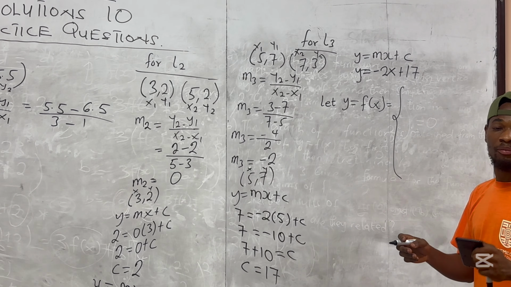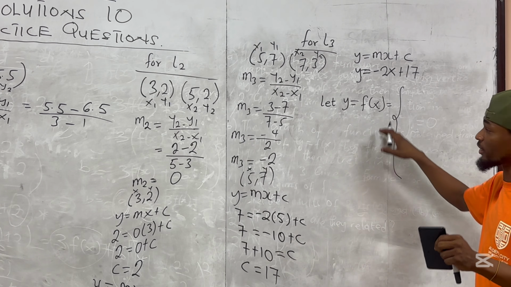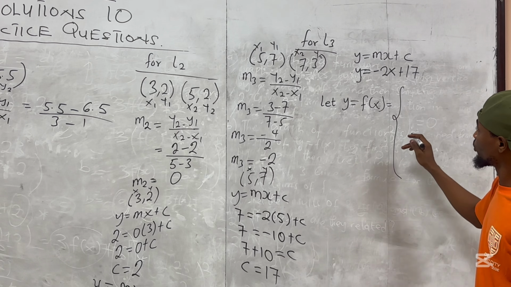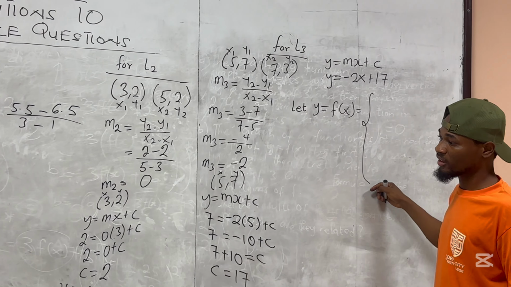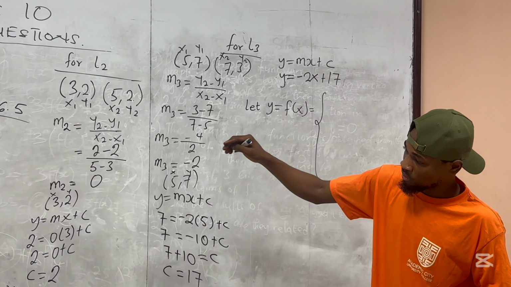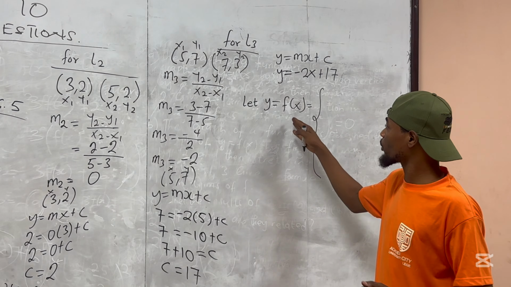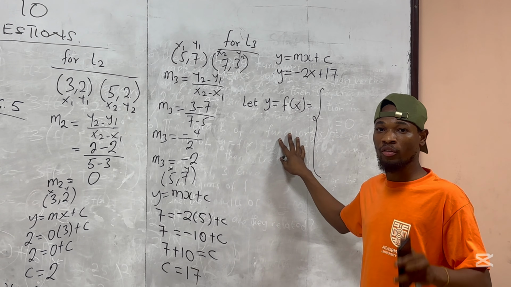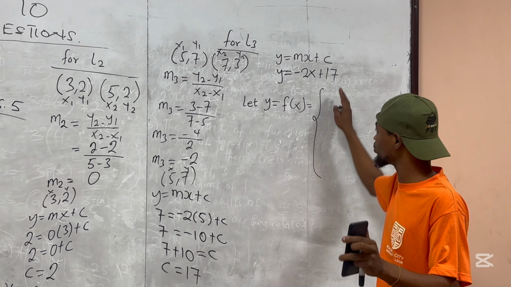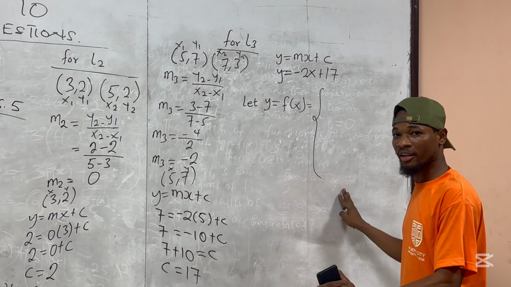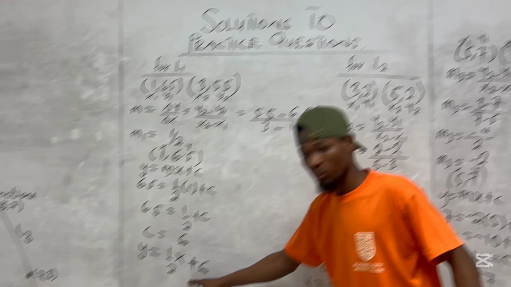So this is how a piecewise function, like the graph of a piecewise function, is written. We open a large curly bracket, and whatever we solve for will be here, in order. So this is just the representation of a piecewise function. Let y equal f of x, which is equal to, then I open my curly bracket.